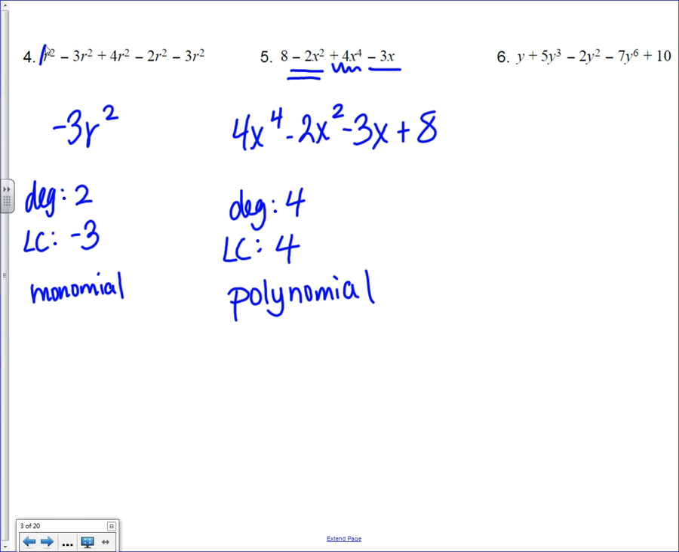Okay, I want you to do number 6 on your own. You do number 6. I'm pretty sure nothing goes together, so you just have to reorder it properly. All right, Dylan, I'm ready to check that.